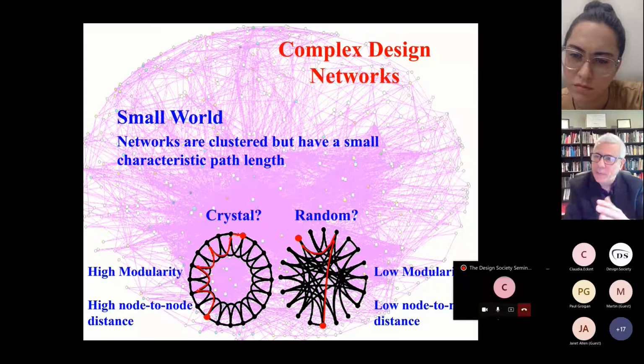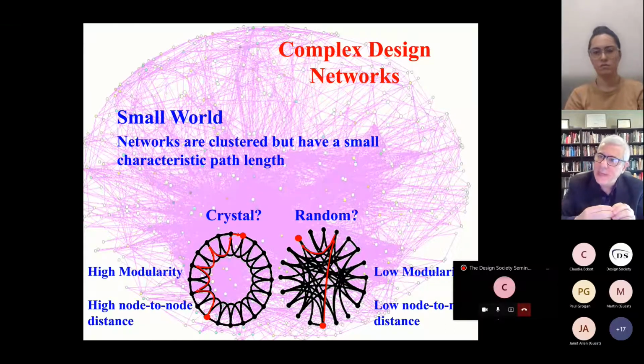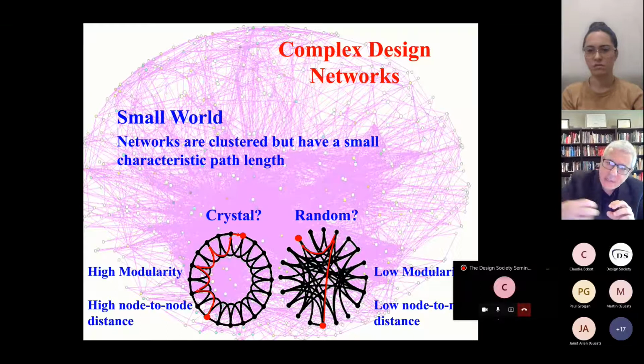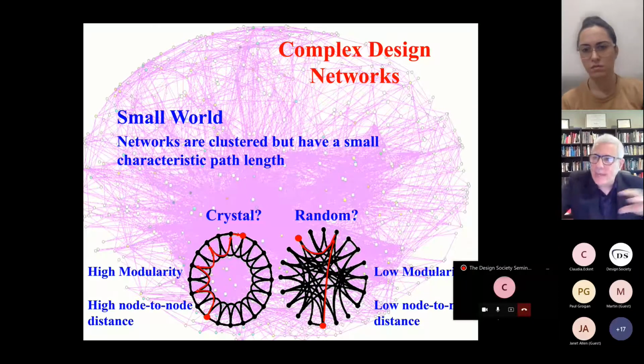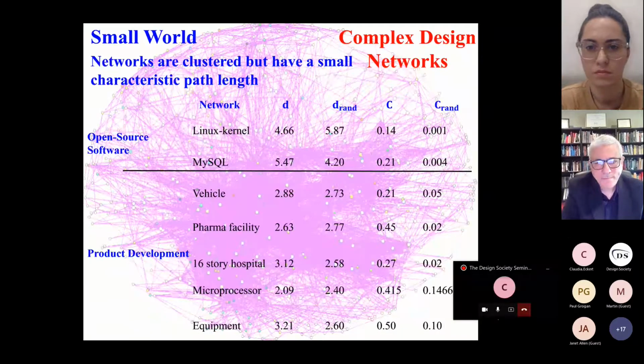As a matter of fact, real-world networks are always a mix between them. Real-world networks achieve a balance between modularity and the effectiveness of sending information between any two nodes in the system. So that's one property.